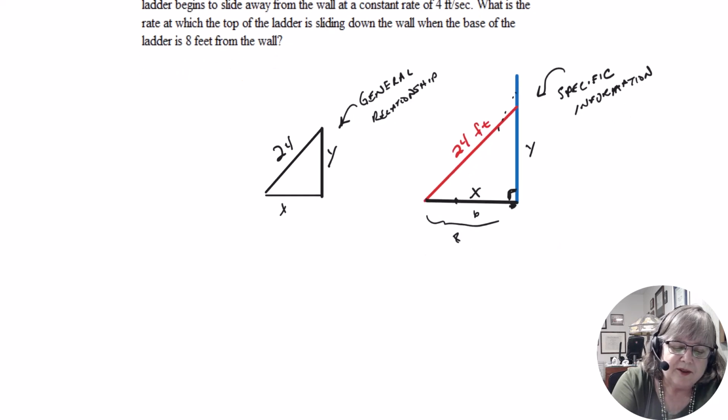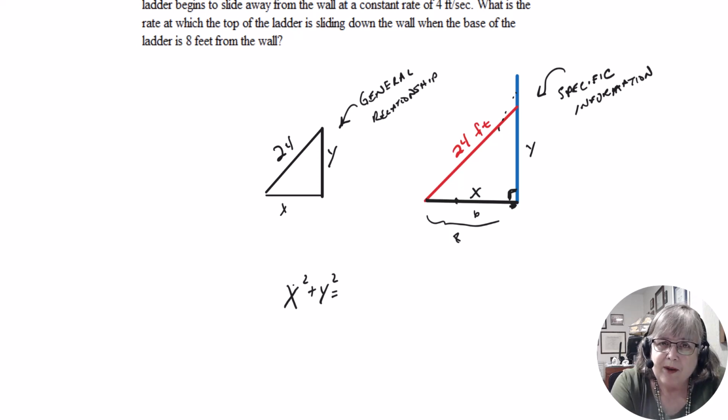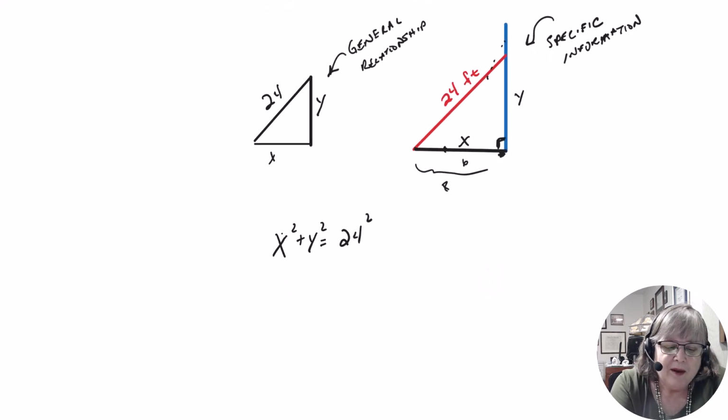Okay. So our general relationship is that x squared plus y squared would be equal to, now in this case, it's 24, because that's never going to change, right? The length of the ladder is never going to change. So this could be 24 squared. Okay. Now, this is our relation. This is the part that's related to each other. It's the legs and the hypotenuse.